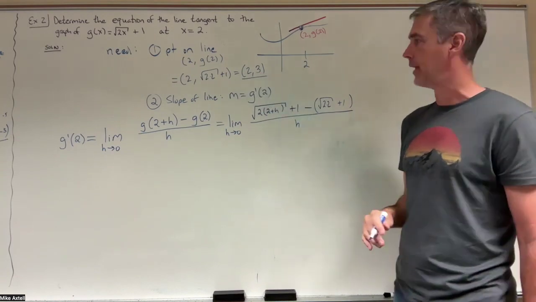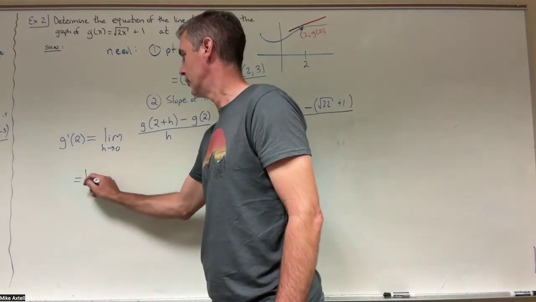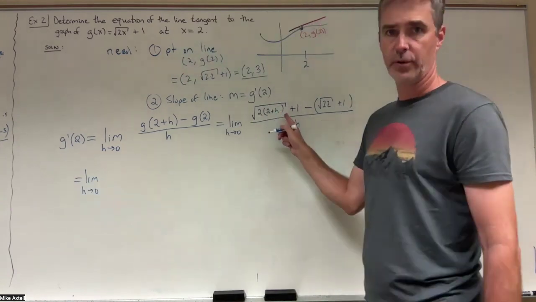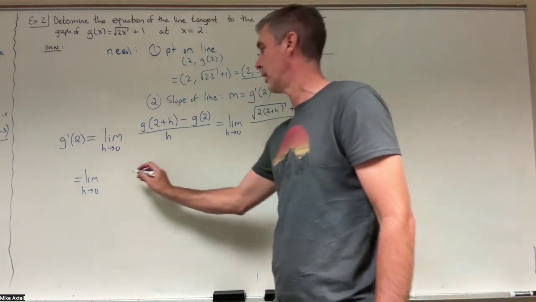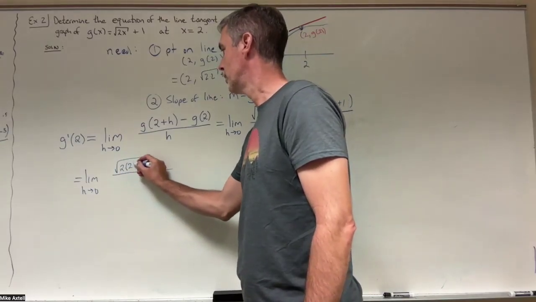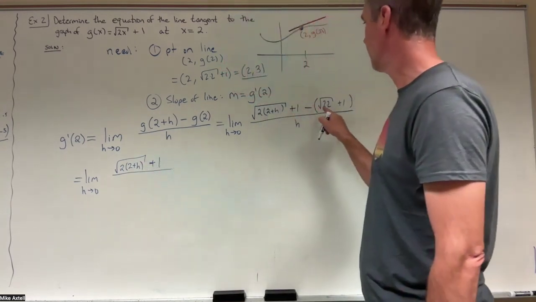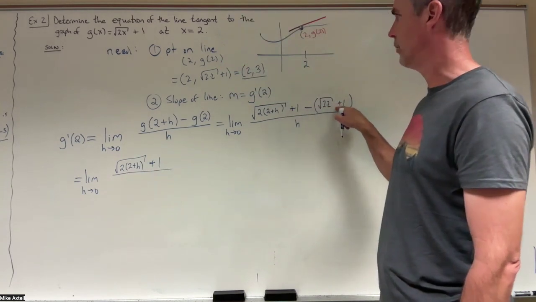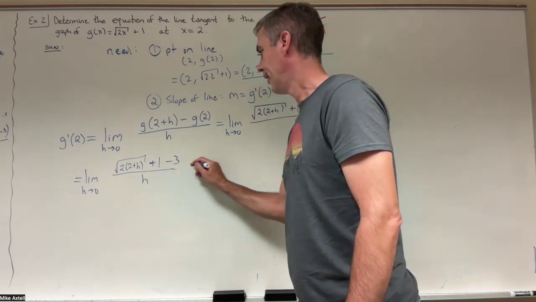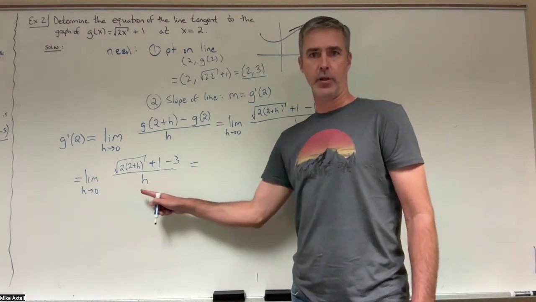Now, I already calculated g of 2 up here and I got 3. So let me just substitute that in and tidy things up a little bit. So back down to here. Limit as h approaches 0. I don't think I'm going to do anything with this first part of the limit fraction. I'm going to have a square root of 2 plus h, whoops, plus 1. There's a plus 1. And that's minus a 3, right? Yeah, that was the 3 we had before. Minus 3 over h. I was hoping that I could figure out how to cancel this h in the denominator because that's what's stopping direct substitution.